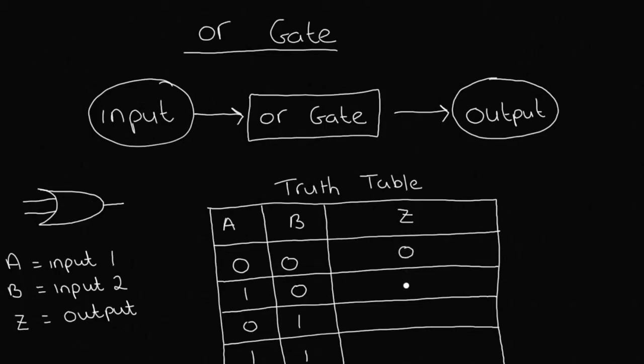Now moving on to the next input, 1 and 0 will be 1. 0 and 1 will also be 1. It's kind of similar to this one here, it's just that the values are switched. And for 1 and 1, our answer will be 1. And this is our truth table for an OR gate.